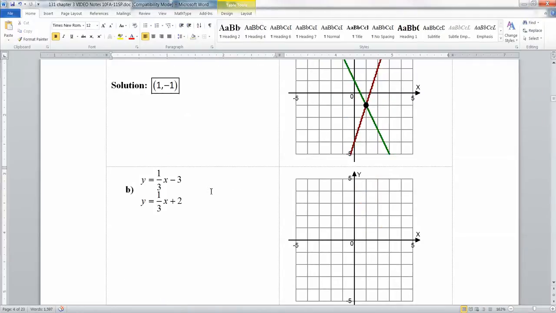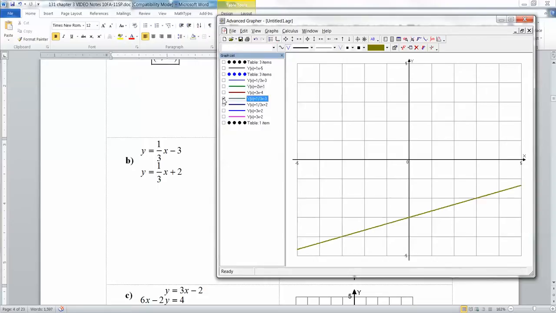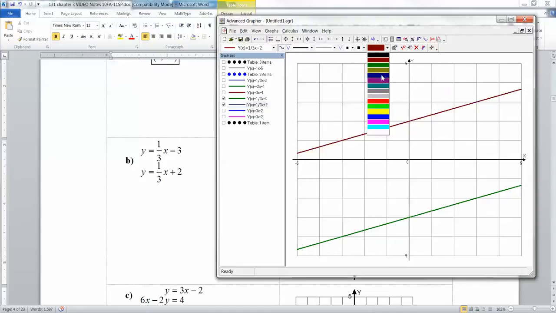Okay. Now what about the next one? Okay, so we have to start at negative 3 and go up 1 over 3, up 1 over 3, up 1, right 3. So I bring up my graphing program again. And it's right there. Well, I don't like how light that is. I'm going to make it green again. And then the other one was right here. Make that maroon again. Actually, I like that deep blue.